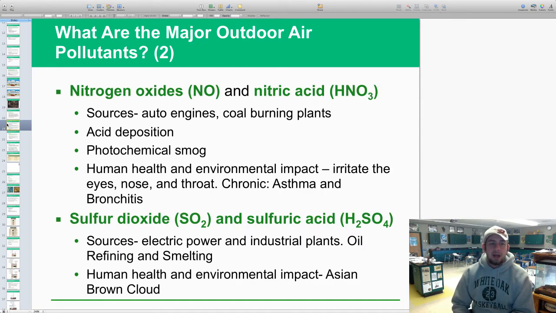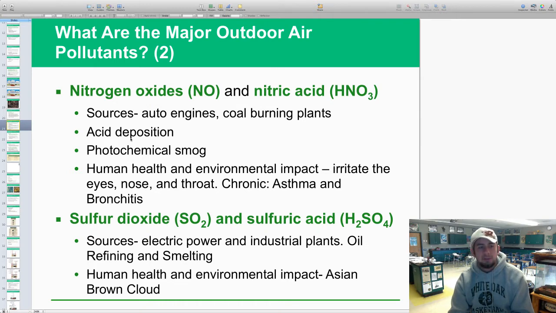Let's take a look at the nitrogen oxides and the sulfur dioxides. Nitrogen oxides are nitrogen oxide and also nitric acid, which is the secondary pollutant formed when it recombines with hydrogen in the atmosphere, and with the water molecule to make nitric acid. The sources are auto engines and coal-burning power plants. And this is our major one that causes acid rain or acid deposition.